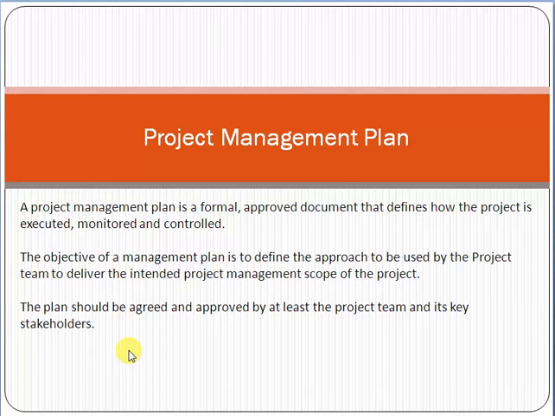Also friend, if you are a professional project manager working in any organization, you must know what the project management plan is, what its implications are, and how to use the project management plan to successfully deliver projects in the organization.